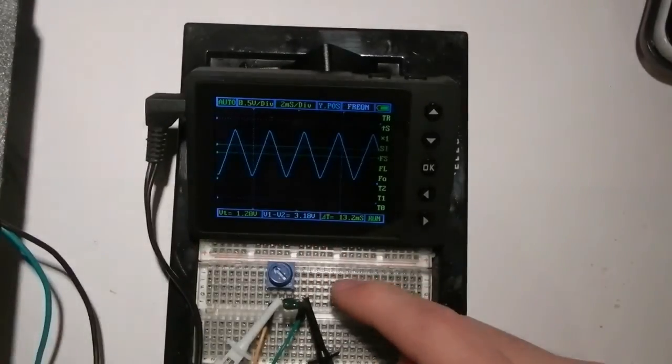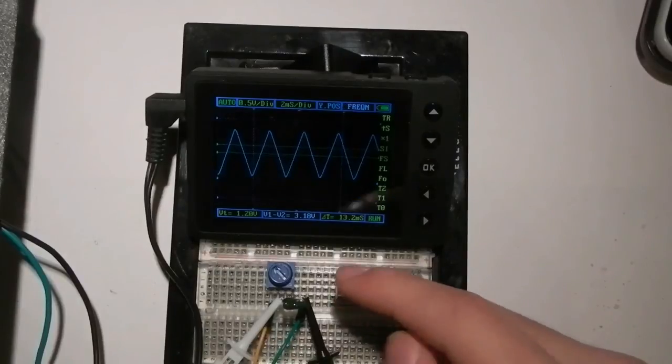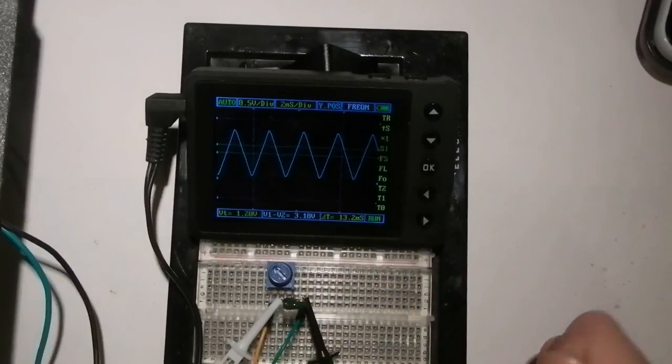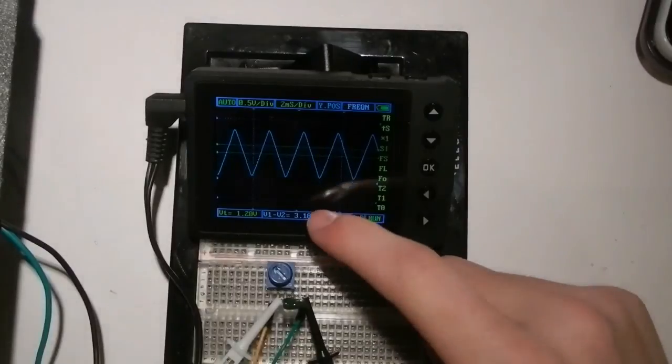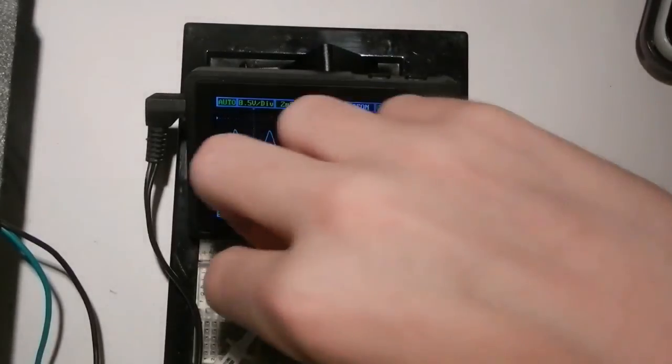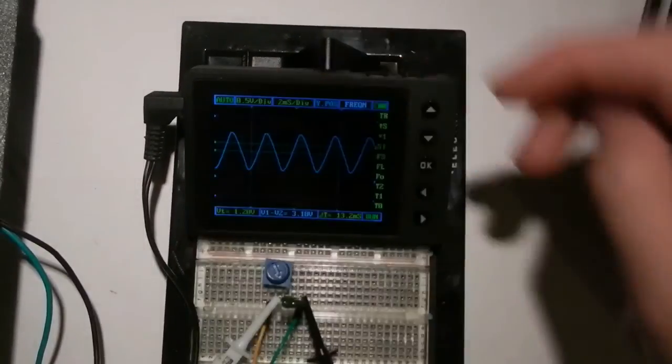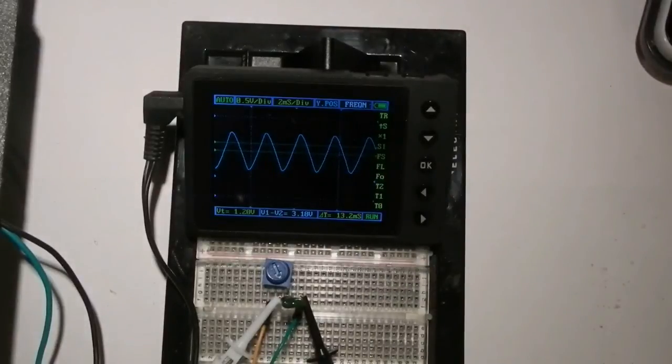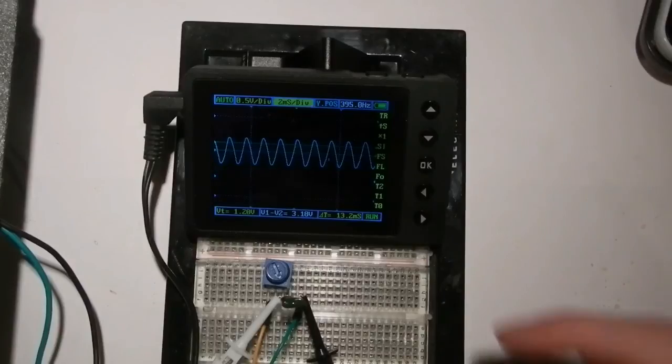at a lower potentiometer value, at a smaller effect of the filter, you can see that the triangle is very pointy. It's very much like a triangle. But if I increase this, you can see it becomes softer. And as I increase the frequency, it almost becomes more and more sine wave-like.